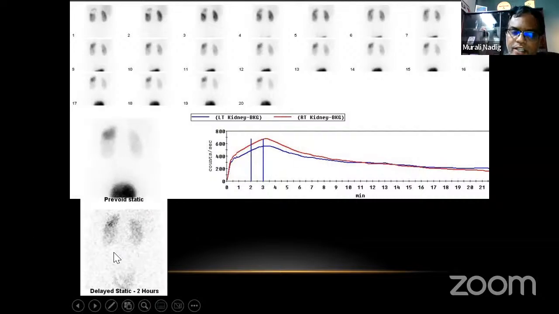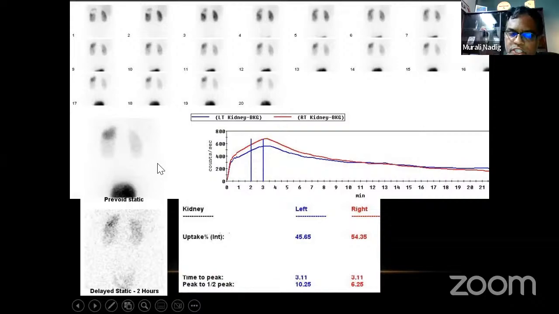So here again, if you see the delayed image, there is complete clearance, only focal uptake is there. This is because this patient had upper pole calyectasis with a stone, which had adsorbed the radioactivity. So initially there was photopenia because of the stone, but subsequently it is clearing. Another differential diagnosis in such cases is a duplex system.